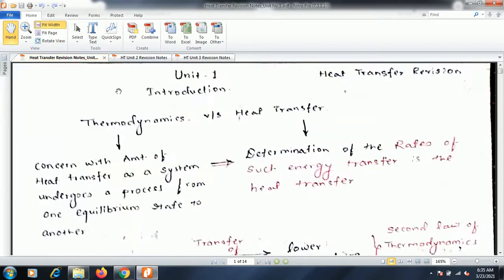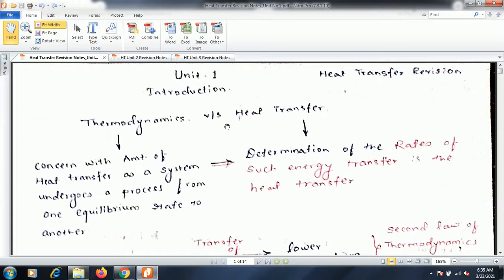The first unit tells us about the introduction. I will just revise it quickly. The first unit covers the introduction, then one-dimensional steady state heat conduction without heat generation, where we showed the differential equation. Then the three modes of heat transfer: conduction, convection, and radiation. Then the Fourier law, the Stefan-Boltzmann law, and Newton's law of cooling. Then the different structures: solid cylinder, hollow cylinder, sphere, and the slab or wall. We derived the relation for the heat transfer rate for a slab, cylinder, and sphere.